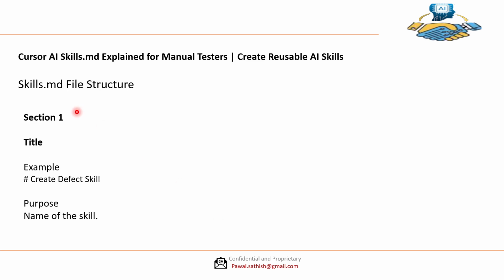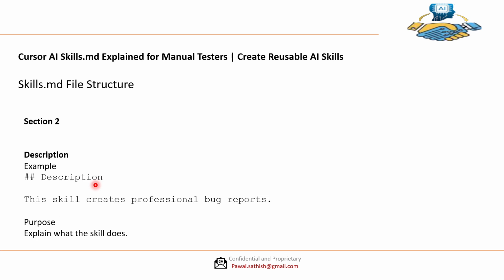Now if you see the skills.md file, in that file we have section one. In the first hash, suppose we need to create a skill, a create defect skill. We need to give the purpose, the name of the skill, like creating a defect if requirements are not met. Now the second section, with the double hash, we need to give the description: this skill creates professional bug reports. So we need to give some description.